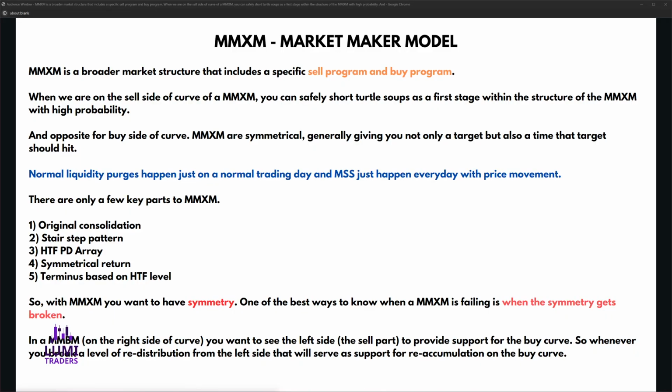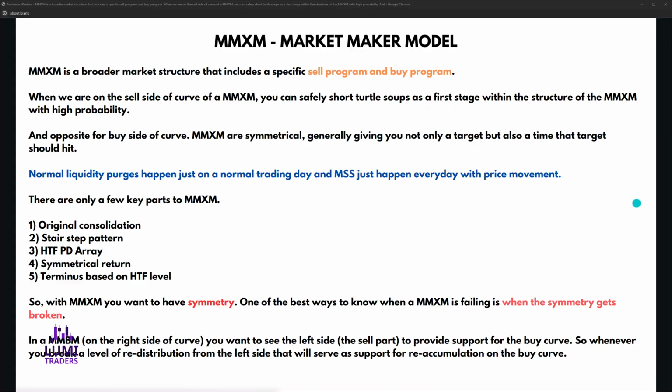So with the market maker model, you want to have symmetry. Always, always, always. One of the best ways to know when the market maker model is failing is when the symmetry gets broken. In the market maker buy model, on the right side of the curve, you want to see the left side sell part provide support for the buy curve. So whenever you break a level of redistribution from the left side, it will act as support for the accumulation on the buy side of the curve, inside the buy program.